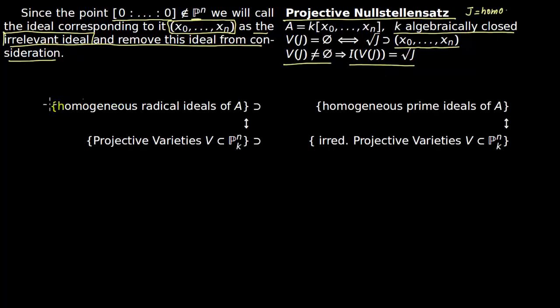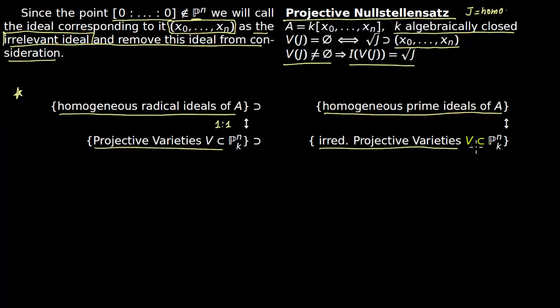So the corollary of the Nullstellensatz, or the reason for the existence of the Nullstellensatz, is precisely this correspondence. The homogeneous radical ideals of A contain the homogeneous prime ideals of A. The homogeneous radical ideals of A are in one-to-one correspondence with projective varieties, and the homogeneous prime ideals of A are in one-to-one correspondence with irreducible projective varieties V of P^n over K. So notice that this corresponds to this ring A. And this V will generate these homogeneous prime ideals, and here the homogeneous radical ideals. So this is the reason for the Nullstellensatz.